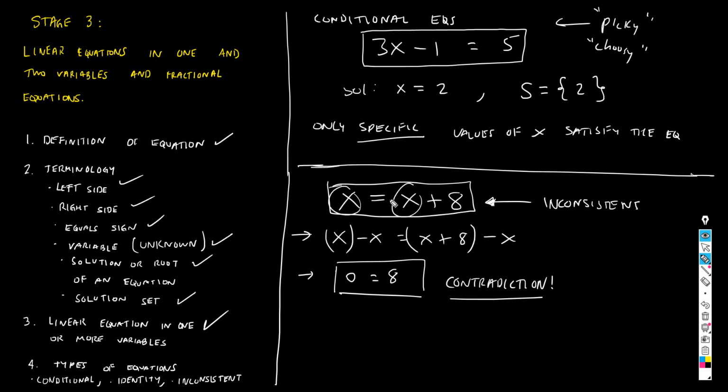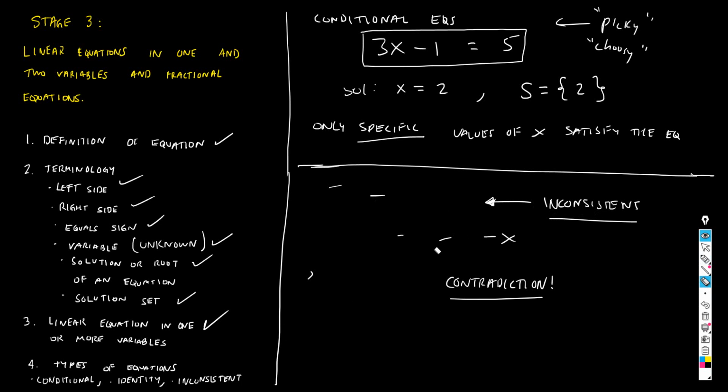You see? So that's what is known as an inconsistent equation. Whenever you have an equation and you work it out, and at the end you find a statement that is obviously false or a contradiction, you can say that the equation that you started with is inconsistent, an inconsistent equation.